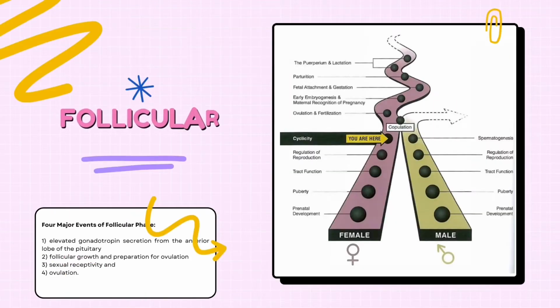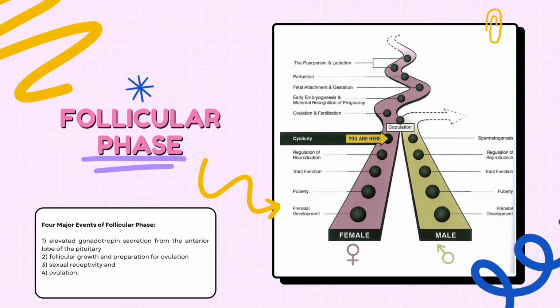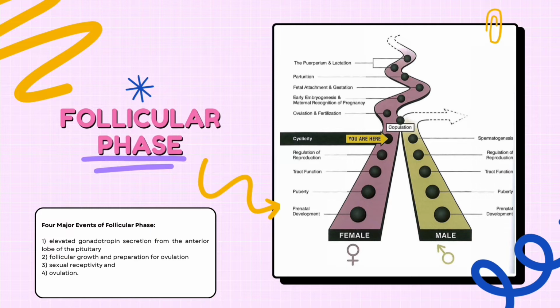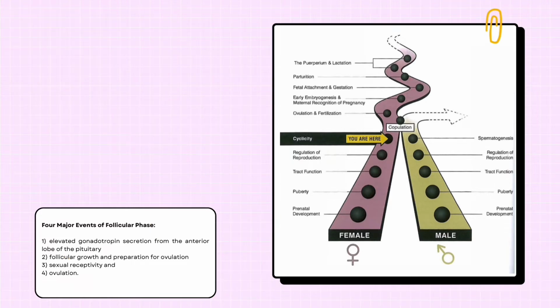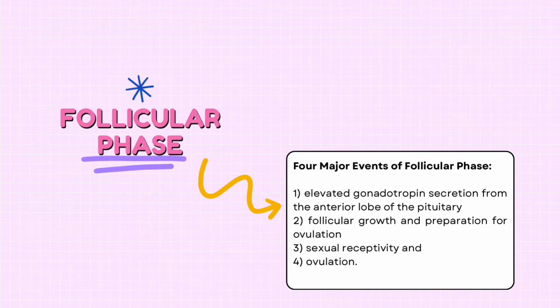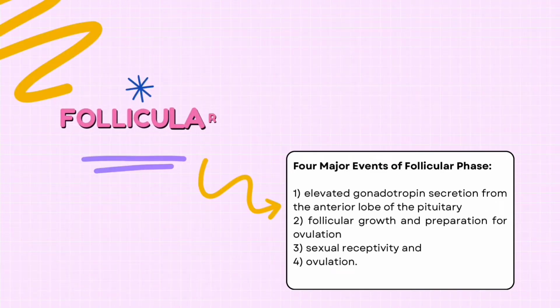The follicular phase consists of four major events. They are: 1. Elevated gonadotropin secretion from the anterior lobe of the pituitary; 2. Follicular growth and preparation for ovulation; 3. Sexual receptivity; and 4. Ovulation.